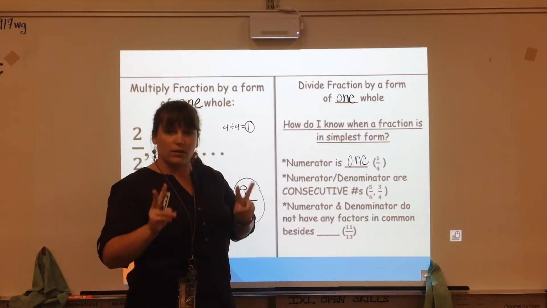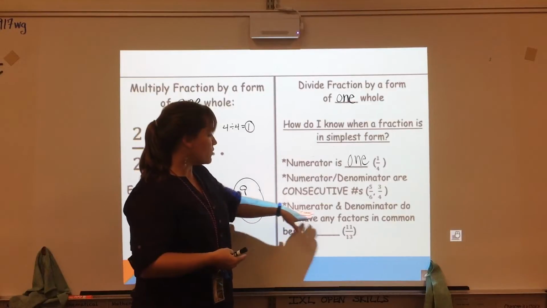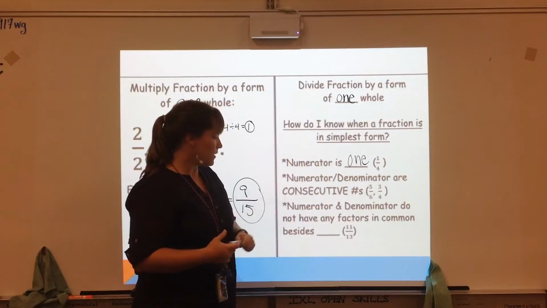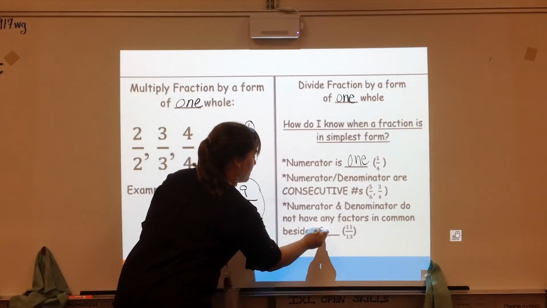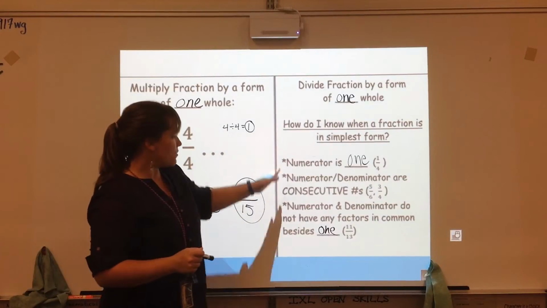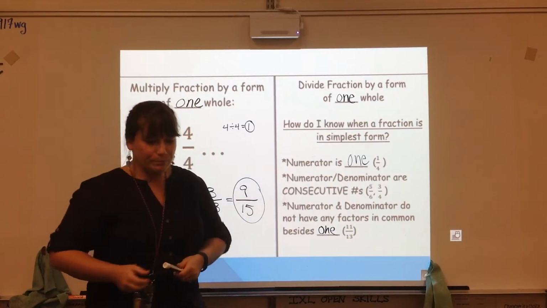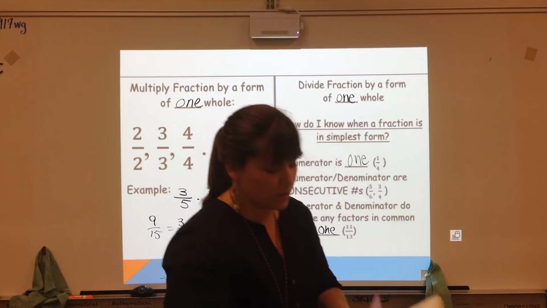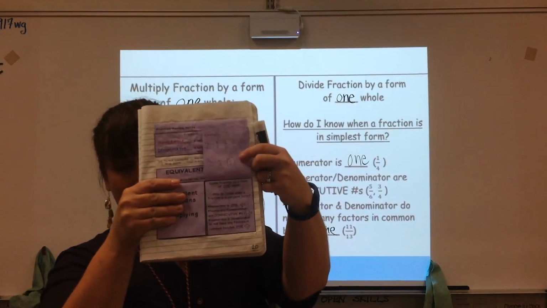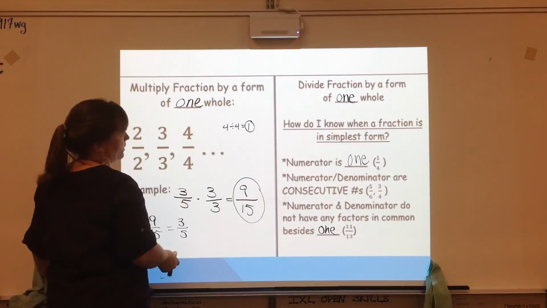The third condition where you can know that you can't simplify anymore is if the numerator and denominator do not have any factors in common with each other besides 1. So we wrote 1 a lot on this page, I realize that, but these are the 3 rules to decide whether you're done simplifying or not. What I do want you to do is lift up this door. We're going to do an example right on top to show you how to simplify a fraction.